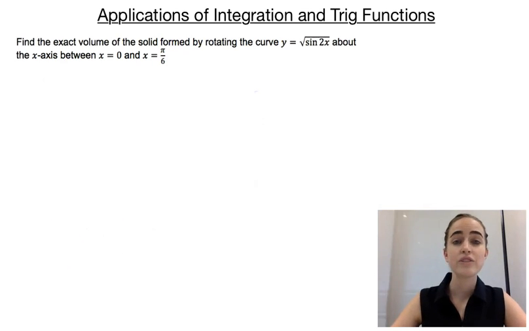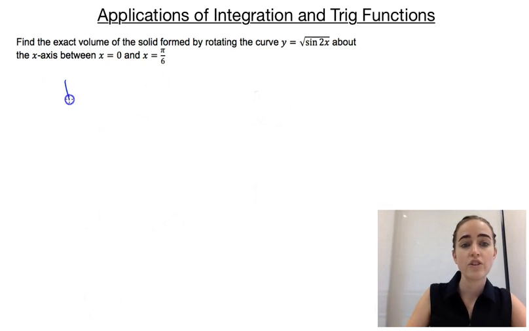The second example is a volume question. It asks us to find the exact volume of the solid formed when we rotate the curve y equals the square root of sine 2x about the x-axis between x equals 0 and x equals pi on 6. So we need to know that our formula for volume is pi between a and b, so our upper and lower bounds, of y squared dx when we're rotating around the x-axis. So that means for ours, we're going to have pi between 0 and pi on 6.